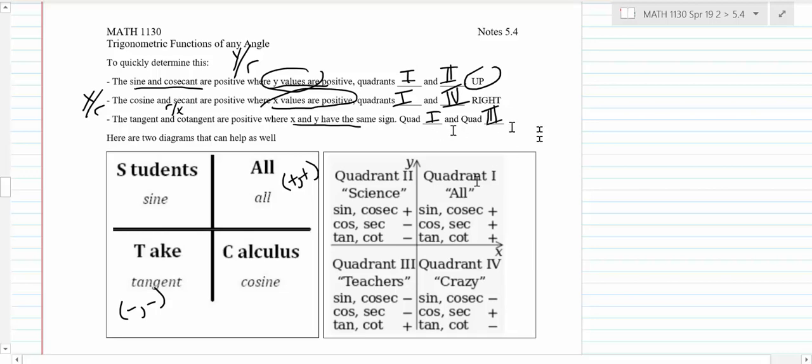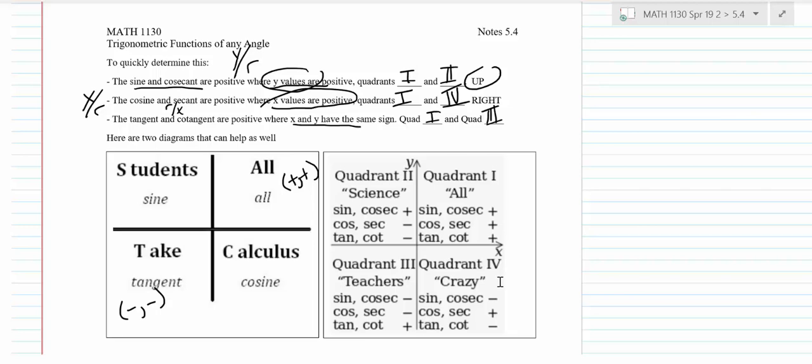Here's another one I found on the internet. All science teachers crazy. There's all kinds of them out there that I've heard. So whatever you need to know to work that out, be sure that you have a way to figure out which quadrant each trig function is positive and negative.